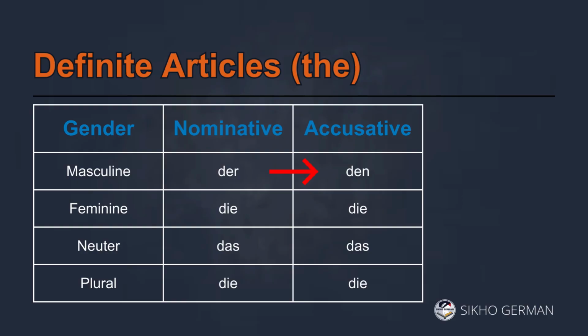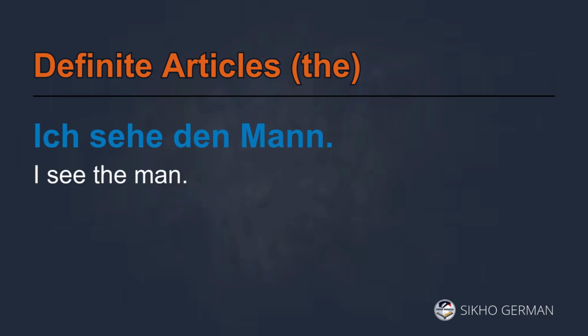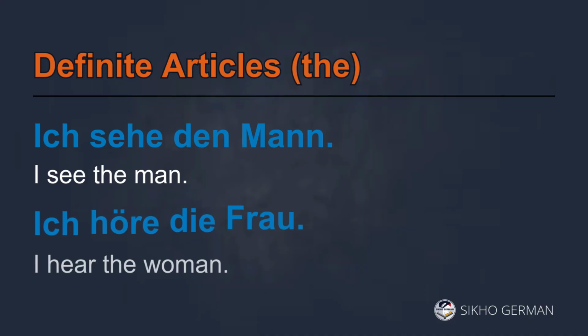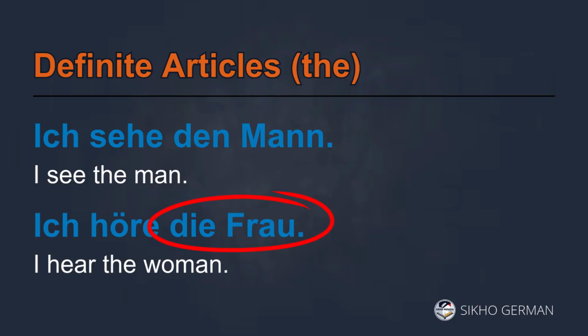Notice, only the masculine article changes, from der to den. All the others stay the same. Let's see this in action. Ich sehe den Mann. I see the man. The masculine noun Mann changes from nominative der to accusative den. Ich höre die Frau. I hear the woman. The feminine noun stays die, no change in accusative.